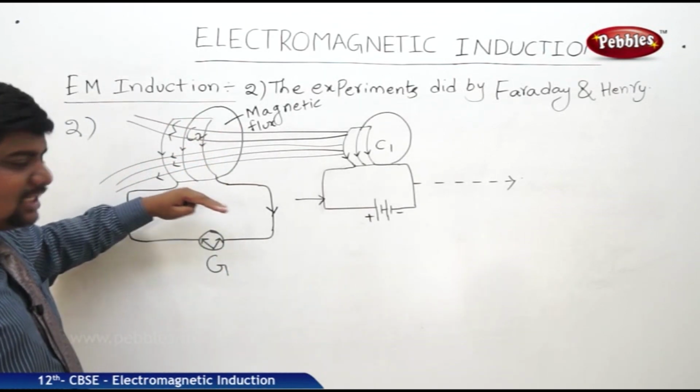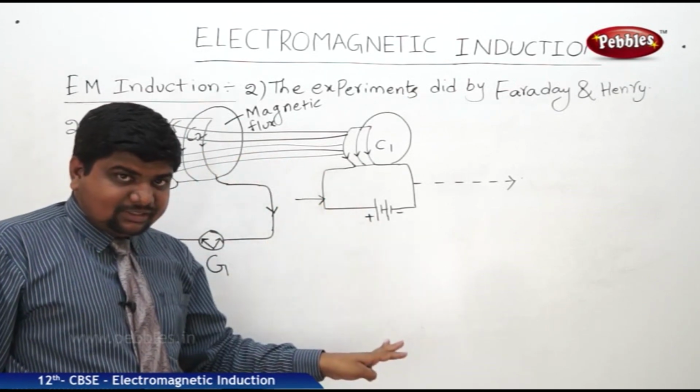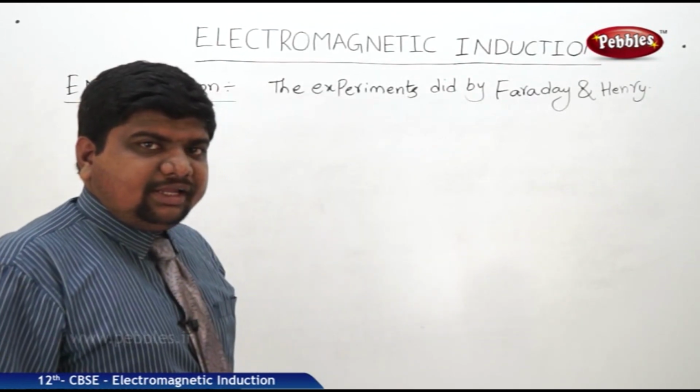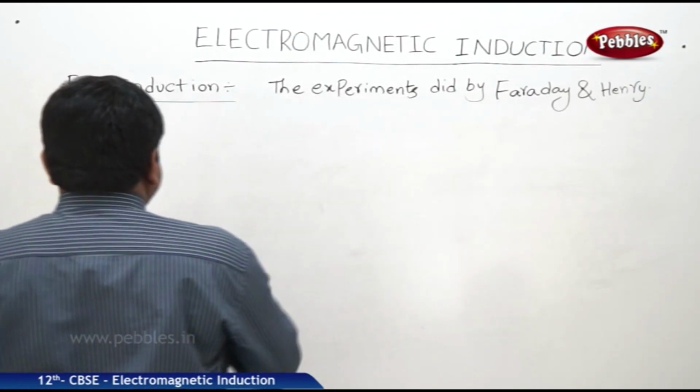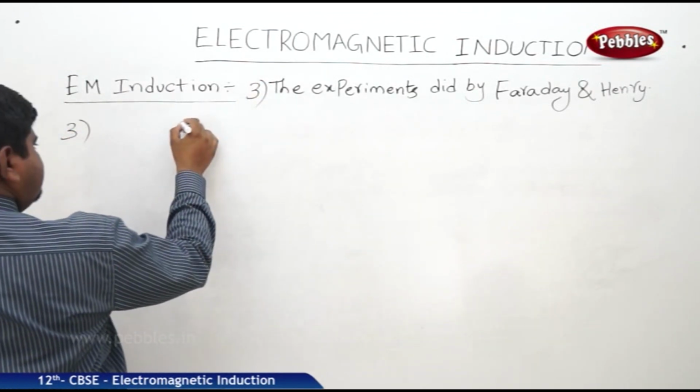Now they did the other experiment with the same coils by using a tap key also. This will be like this. The third experiment done by Faraday and Henry is like this. The third one is like this. There is a coil.